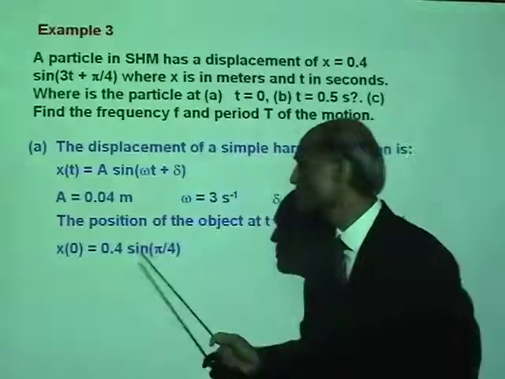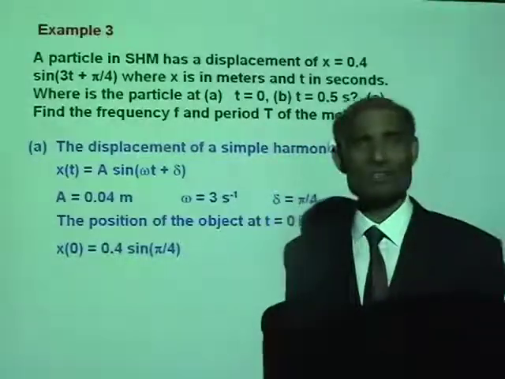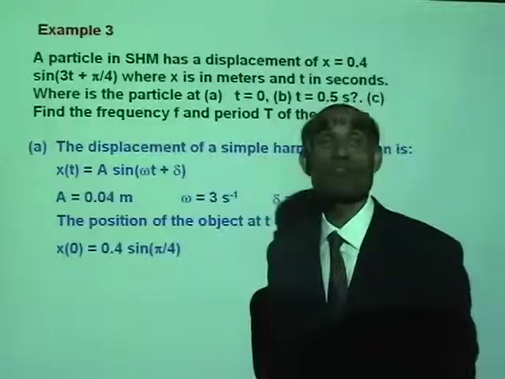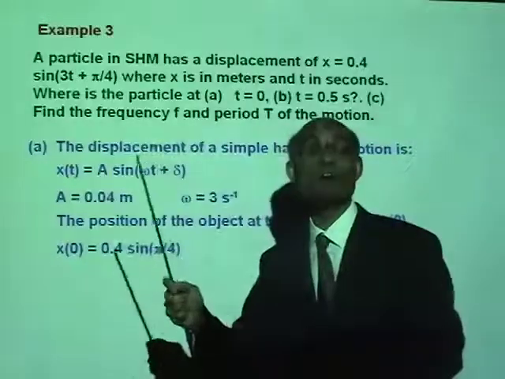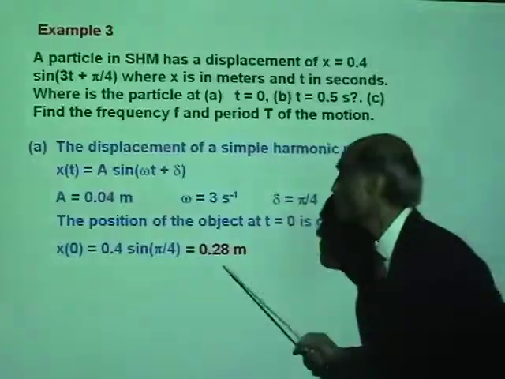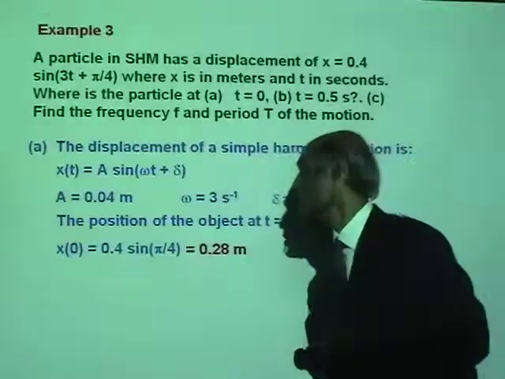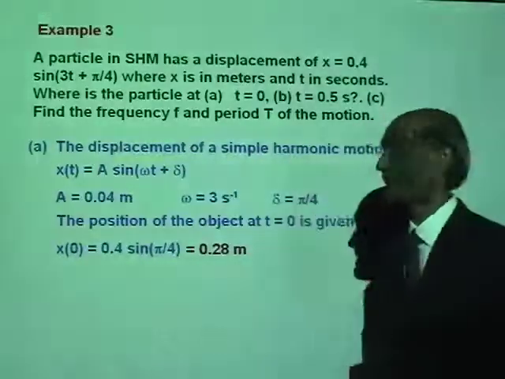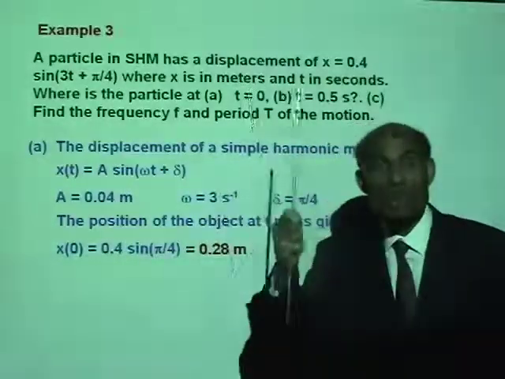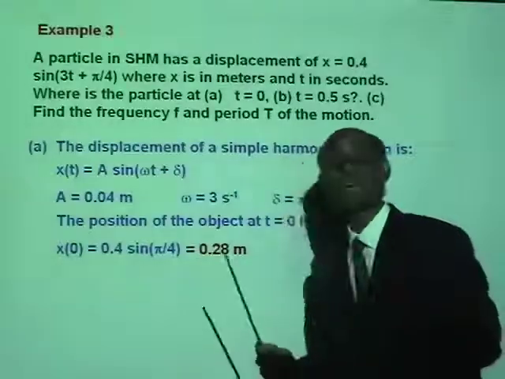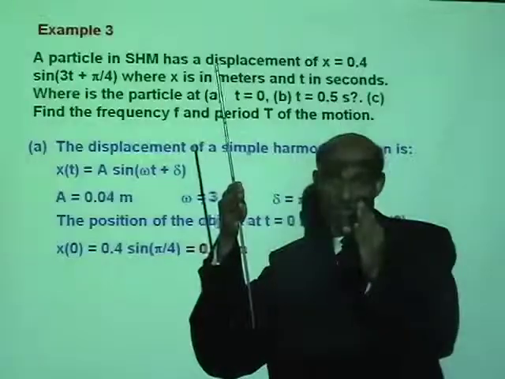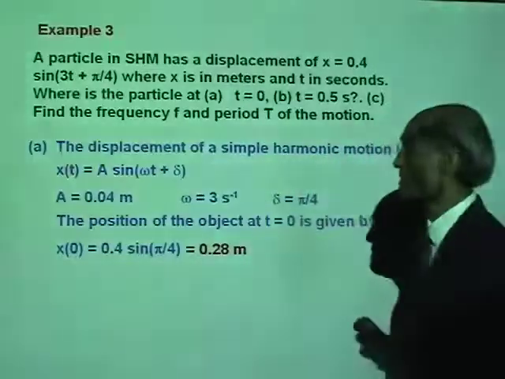Anybody tell me the value of sine pi by 4? I'm sure most of you know it. Sine of pi by 4 is root 2 over 2. But you can put this in your calculator and obtain the value. I got this as 0.28 meter. So at t equal to 0, the oscillating object is at 0.28 meter. Alright? So, to the right of the equilibrium position.